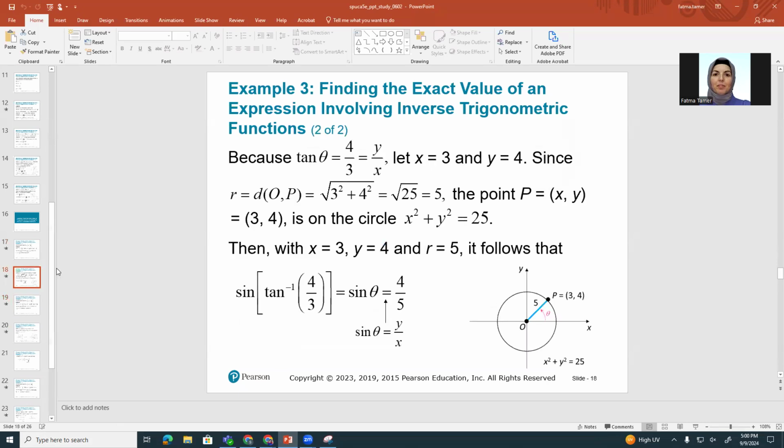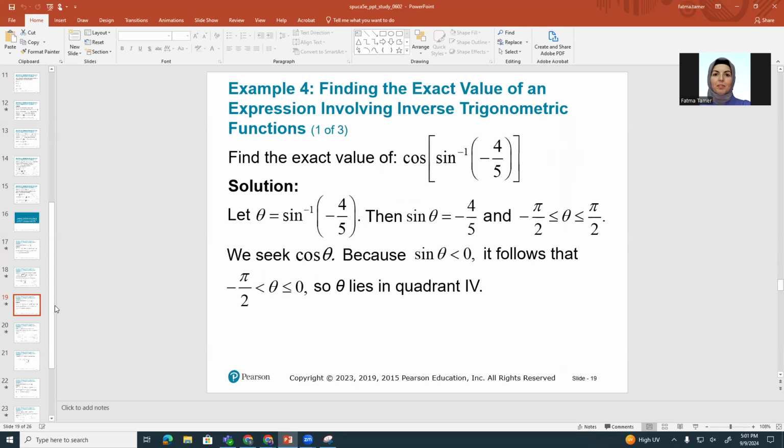And the answer should be here, 4/5. This is what the answer is. They do it the same way I did, but they put more explanations here if you want to read in detail. So that's how you find the 4/5 for this question.